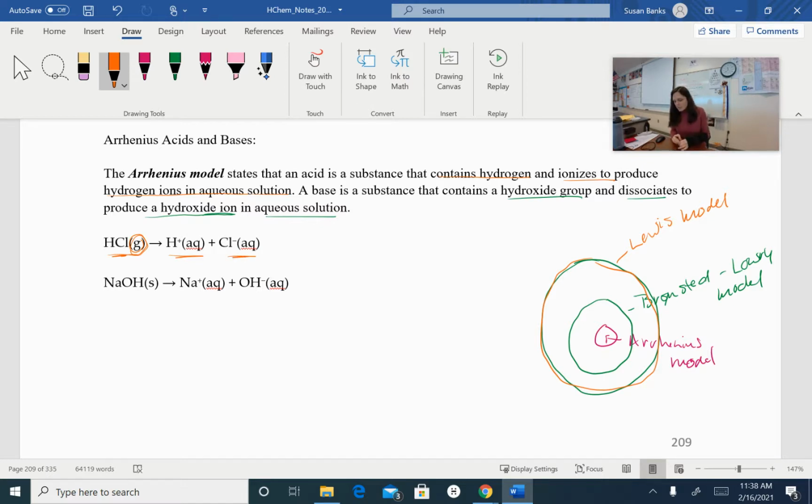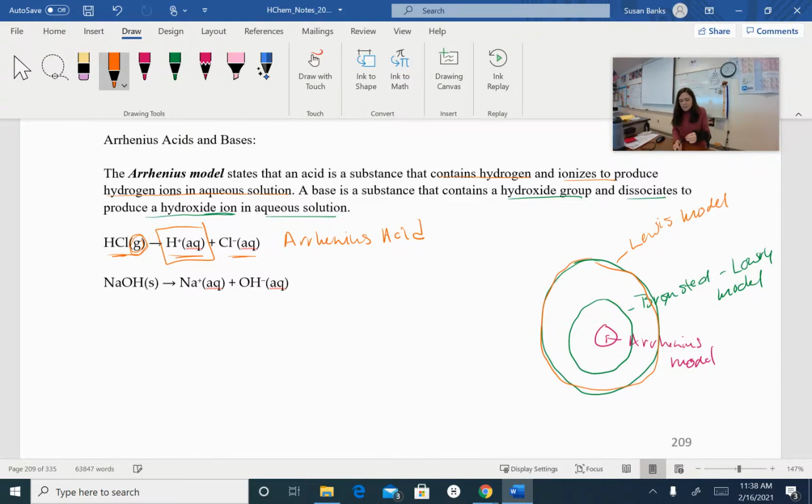Okay? I will ionize it, and I will dissociate those ions to produce the hydrogen ion in water solution. That is an Arrhenius acid.